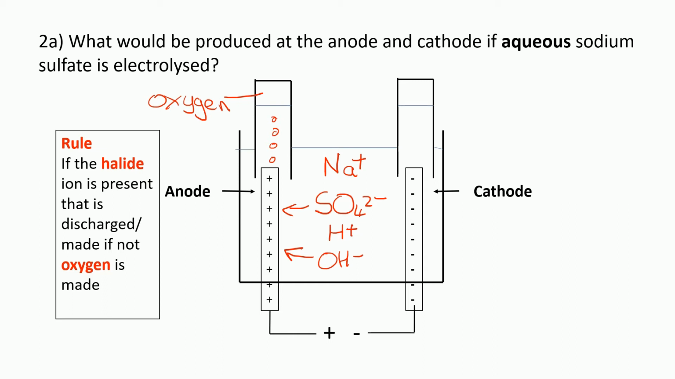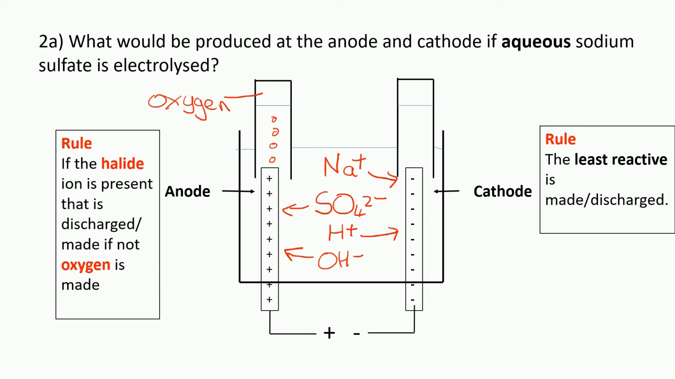Now the cathode will attract the positive ions. So we need to decide, will it be sodium or hydrogen that's made? And the rule for this side is it's the least reactive that is made. Sodium's near the top of the reactivity series as it's an alkali metal. So hydrogen is definitely less reactive. So in this case, it's hydrogen that would bubble up to the top of that test tube. So the two substances produced in this case are oxygen and hydrogen.